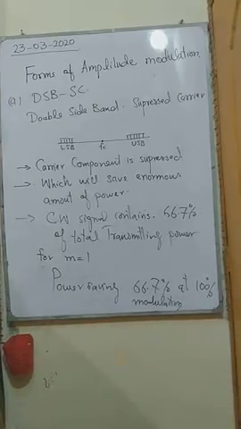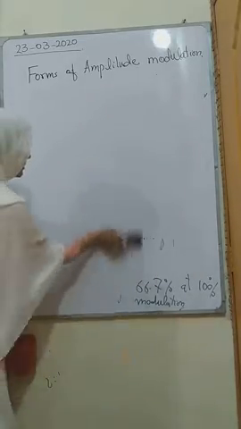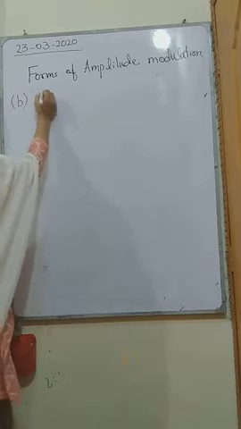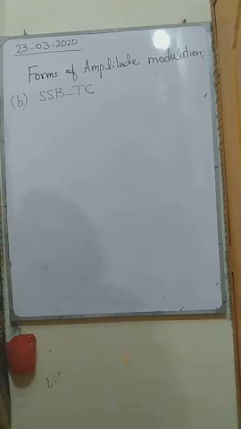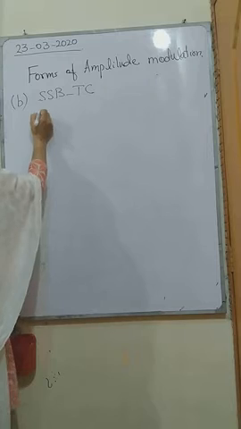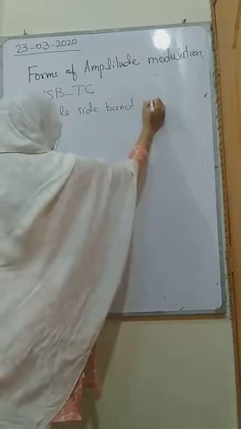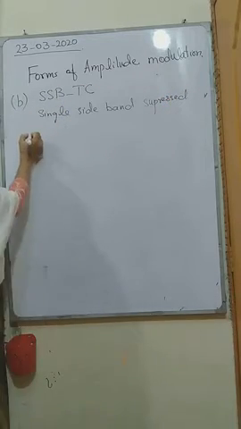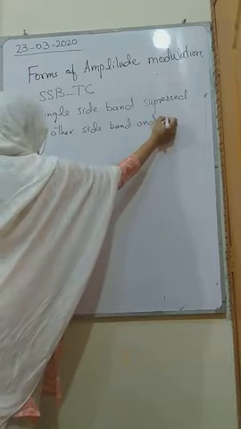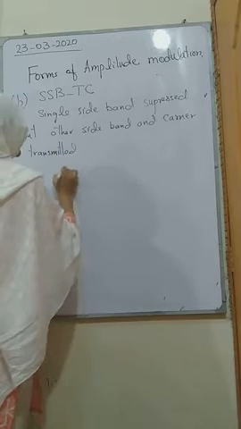Now the next option of the suppressed component is option B, that is SSB-TC, single sideband transmitted carrier. It means one sideband is suppressed, but the other sideband and the carrier are transmitted. The figure is represented like this.